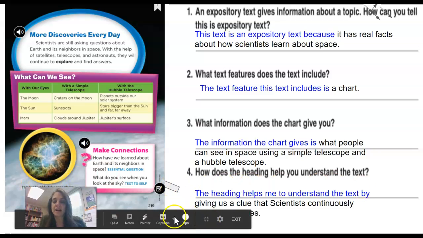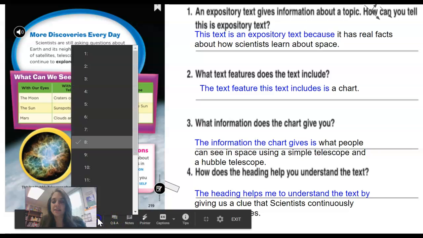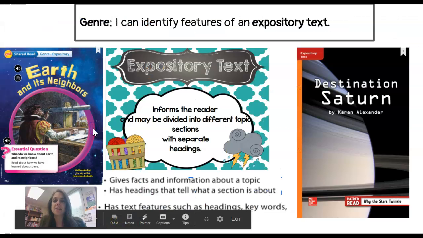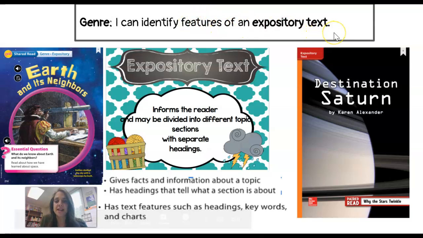Let's go back to the slide that shows us our anchor chart. We identified features of an expository text. Look at those 3 bullets again. Gives facts and information about a topic, has headings that tell what a section is going to be about, and has text features such as headings, keywords, charts, maybe photographs and captions. Okay, it's your turn now. Have fun.